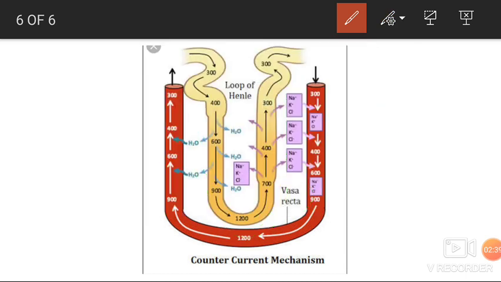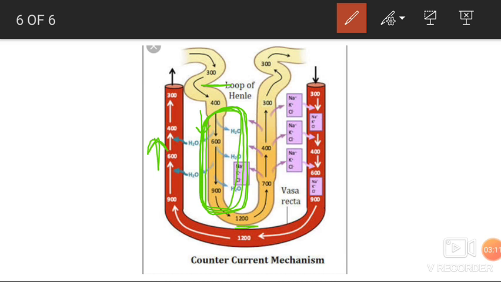Now when we see the fluid moving, here we can see the arrow is downwards, whereas in the vasa recta it is upwards. So this is what is meant by countercurrent. In the nephron we already saw the water gets reabsorbed, water moves out of the nephron in the descending part here, and this descending part is responsible for the concentration of urine from 300 to 1200.